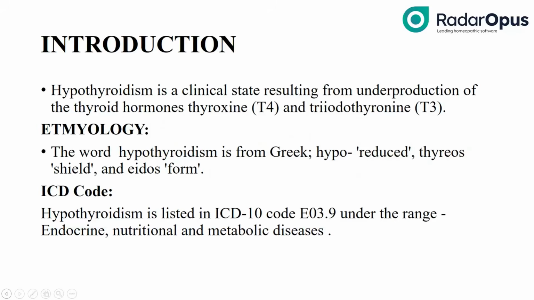Etymology of hypothyroidism. The word hypothyroidism is from Greek, hypo meaning reduced, thyros meaning shield, and eidos meaning form. Hypothyroidism is listed in the International Classification of Diseases under ICD-10 code E03.9 under the range endocrine, nutritional, and metabolic diseases.